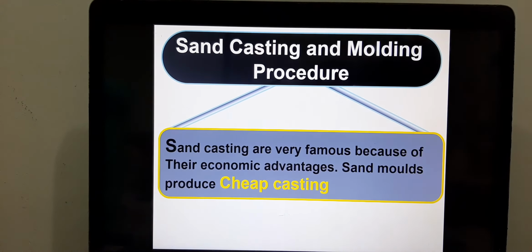Okay, so let's look at the sand casting and molding procedure. Sand casting is very famous because of its economic advantages. Sand mold produces cheap casting. Why? Because your mold itself is constructed out of sand, and not any sand, it is silica sand, typically similar to beach sand. So if you look at it, sand is readily available, very cheap. You can get it for free at no cost.